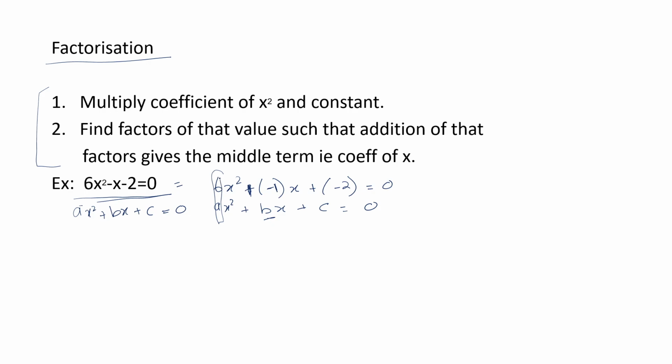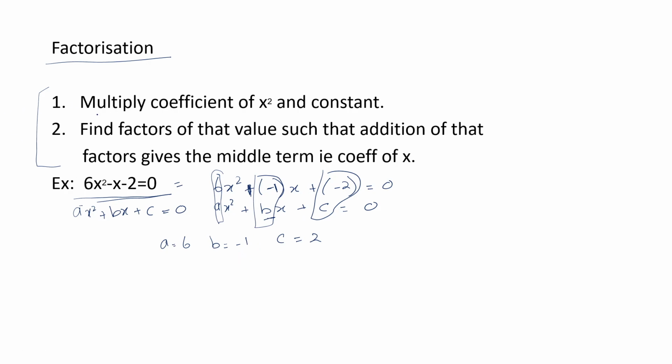Now what is a? a is 6. What is b? b is minus 1. What is c? c is minus 2. Okay, so now a is 6, b is minus 1, and c is minus 2. With this example, I will explain you how to factorize.